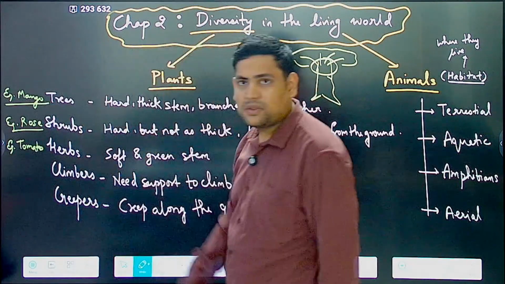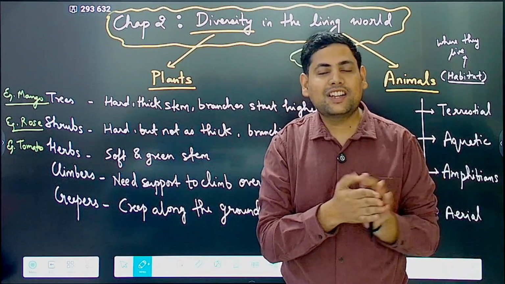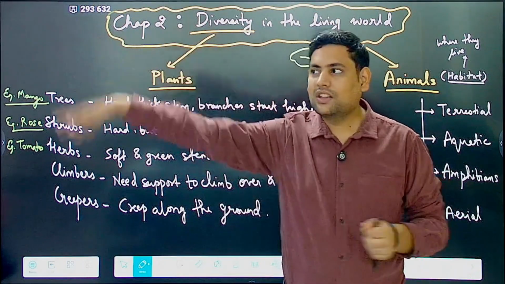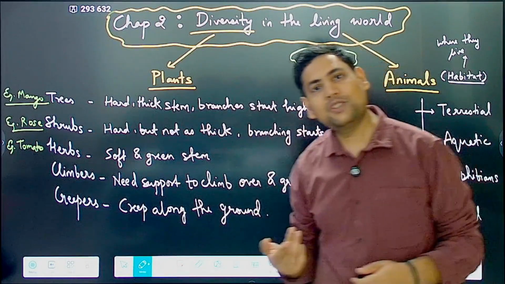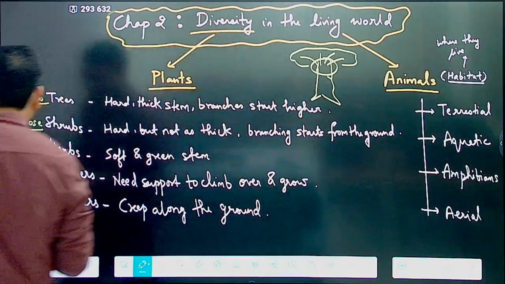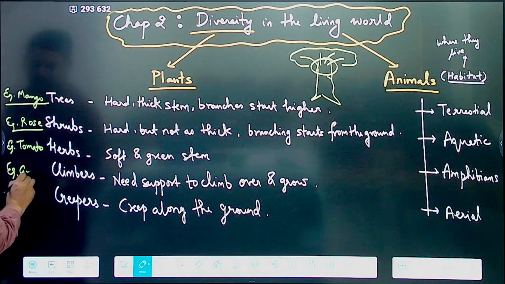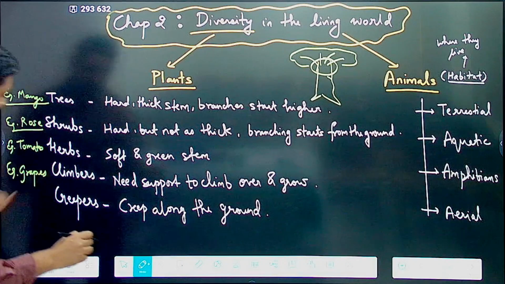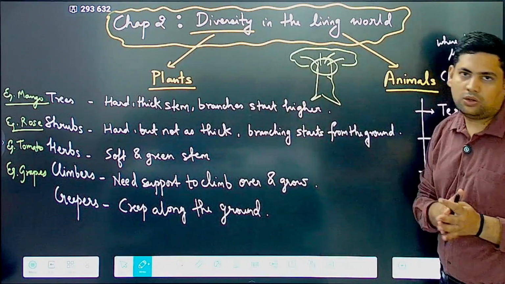So climbers, have you seen grapes? Grape vines you must have seen. They create an entire structure over which it can climb. You might have seen money plant also in your home, correct? It climbs over anything that it can get hands to. Then here, example you can write as grapes, let's say. Climbers are what? Which need support to climb over and grow.